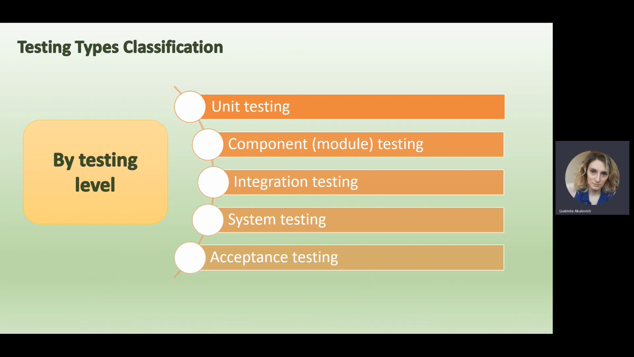System testing is aimed at checking the entire application, testing the application as a whole, when the previous stages are completed. The last stage is acceptance testing, and it's pretty similar to system testing, but here the test is carried out by some selected, maybe end users, from the customer side.